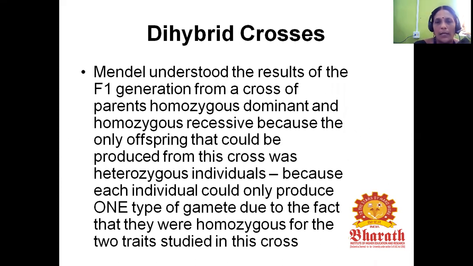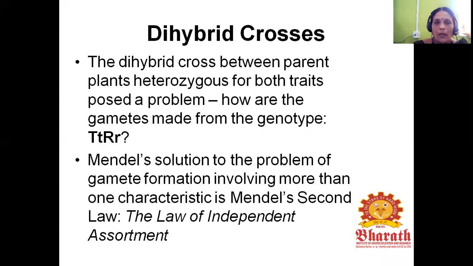So Mendel understood the result of the F1 generation from a cross of parents homozygous dominant and homozygous recessive, because the only offspring that could be produced from his cross was a heterozygous individual, because each individual could only produce one type of gamete due to the fact that they were homozygous for the two traits studied in this cross. The hybrid cross between the parent plants heterozygous for both traits was a problem. How are the gametes made from the genotype?